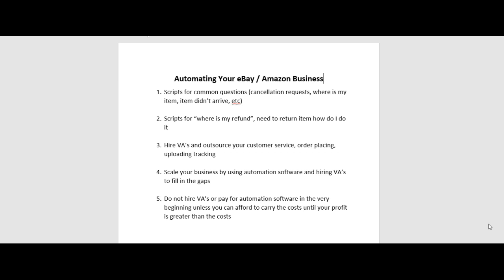Now, number 5, back to the actual steps here, is do not hire VAs and pay for automation software in the very beginning. So you don't want to do this unless you can afford to carry the costs until your profit is greater than the cost. So if you want to come in and start an automation software for $200 a month, and you want to hire a VA for 20 hours a week at $3 an hour, that's going to be $240 a month. So you're looking at $400 or $500 a month in fees for your VAs and your software and whatever.